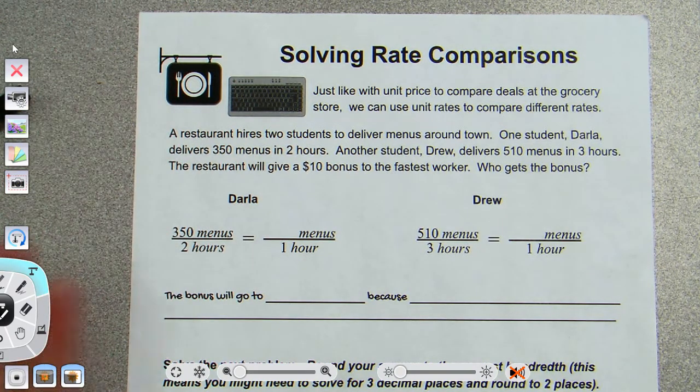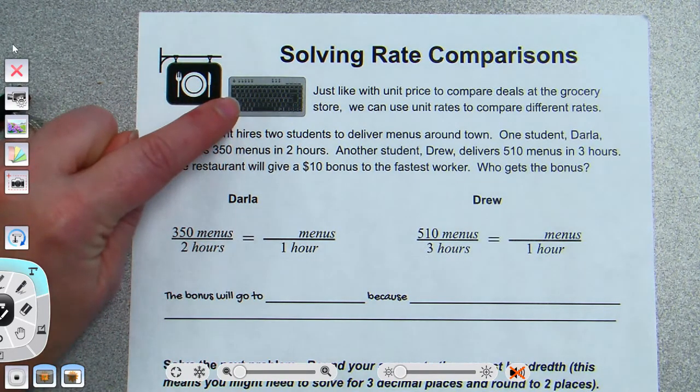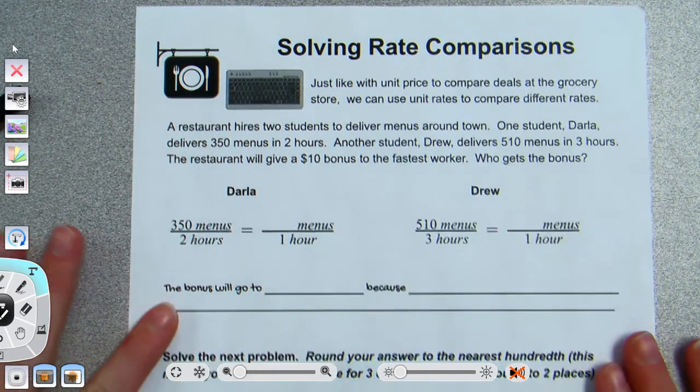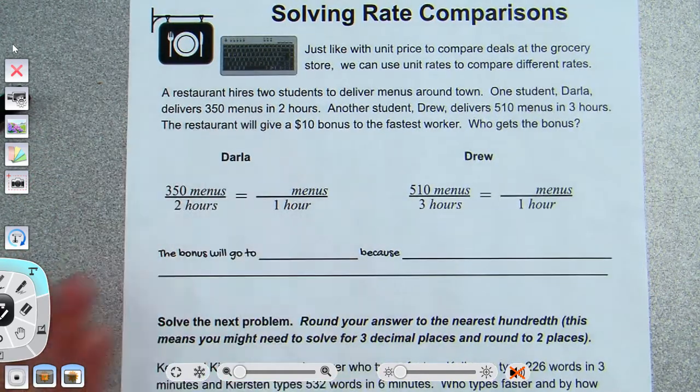Okay, so let's read this setup here. It says, just like with unit price to compare deals at the grocery store, we can use unit rates to compare different rates. So we're going to be doing a problem about menus and then a problem about typing today. Okay, so let's look at the restaurant problem first.